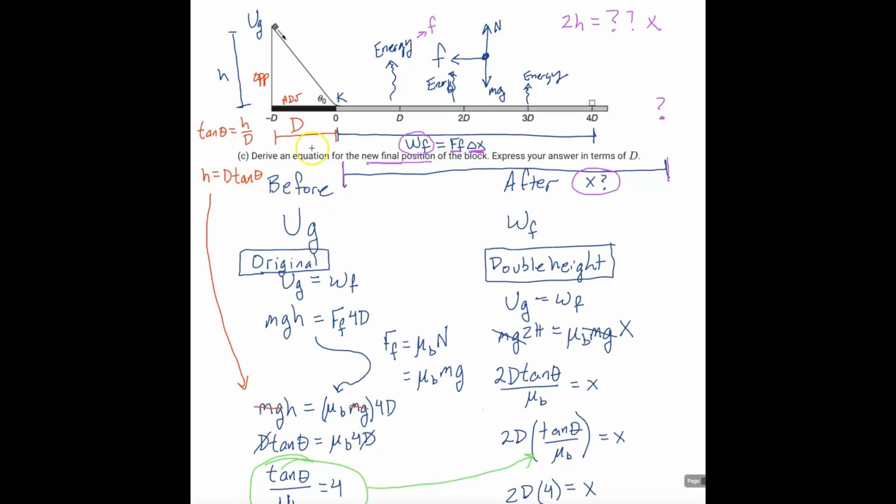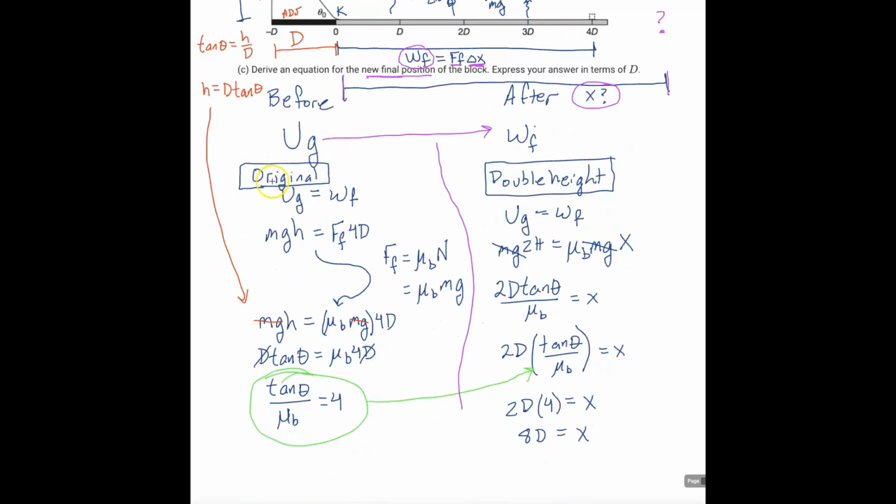Before the block falls, so up here, it's got potential energy due to gravity. After the block goes across the surface and when it ends up here, it's lost all of this energy to work done by friction. So we're going from this to this. And we're going to do the same thing, but what I've done is I've done it in 2 different places. I did it for our original height. So this is for our original height, and this is for double the height. And that's what they want. They want to know how far is it going to go if you double the height.